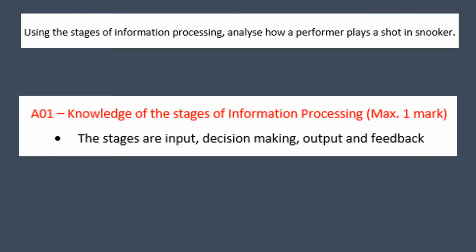For AO1, we need to simply show that we understand the different stages that take place as part of information processing. So we can say that the stages are input, decision making, output, and feedback.